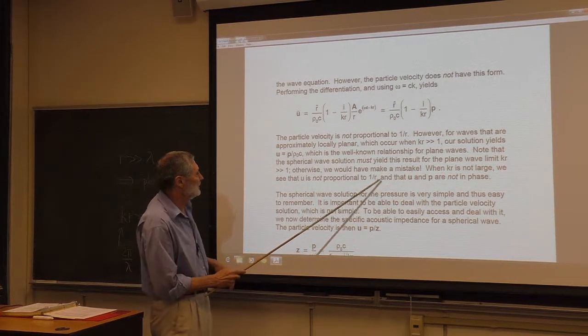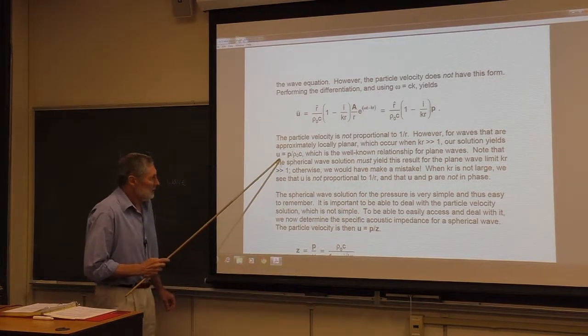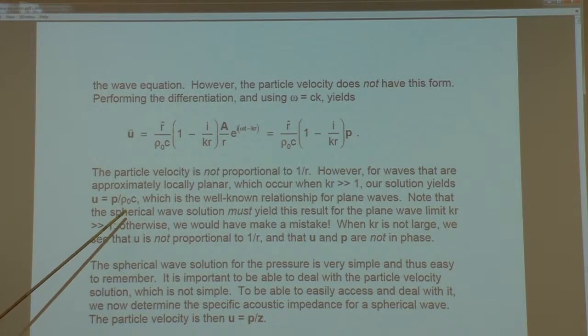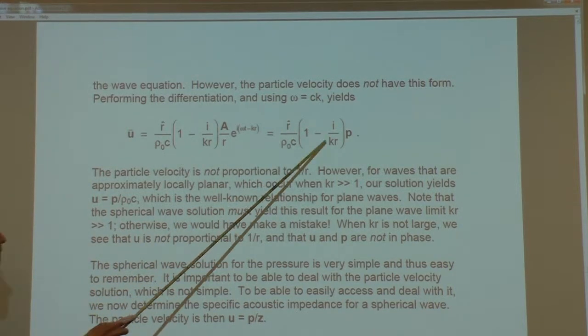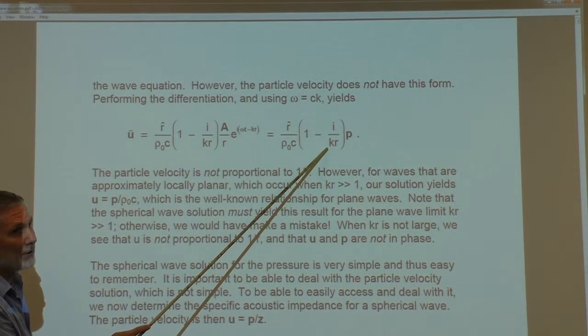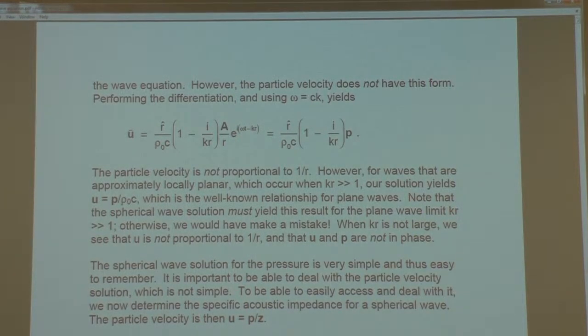Now, I don't know if I said it in here, but when we are far from the source, the particle velocity and the pressure are both falling off as 1 over the distance. But it's only far from the source. We've gotten rid of this term because we're far away. Near to the source, the particle velocity will not be exactly proportional to 1 over r.